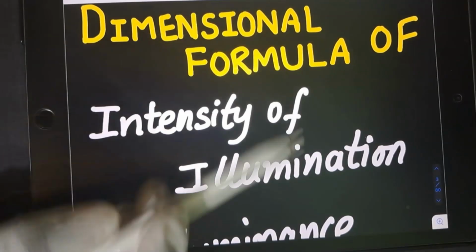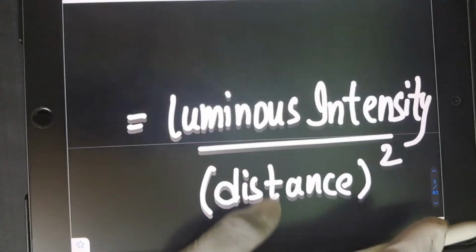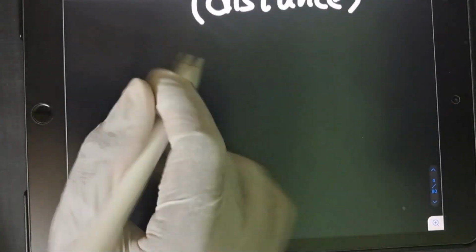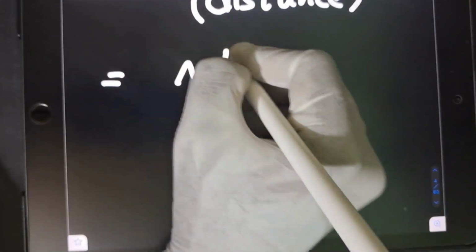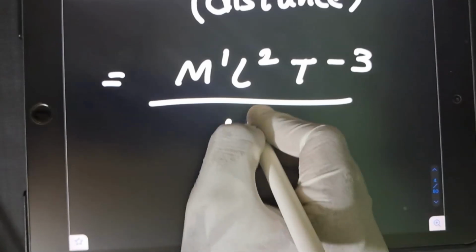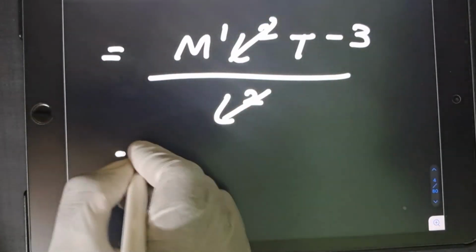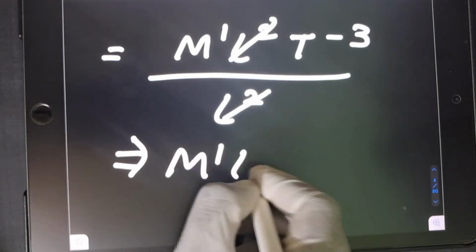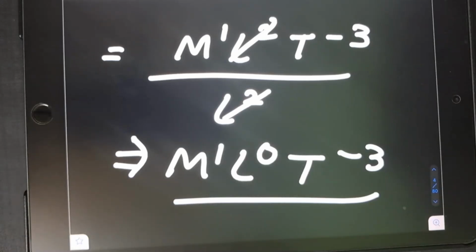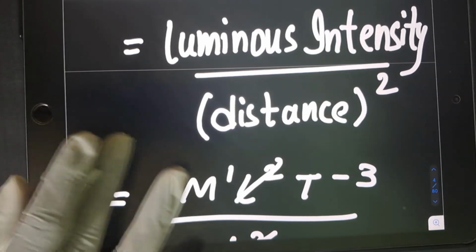To find the dimensional formula of intensity of illumination or luminance. The formula is luminous intensity divided by distance squared. Luminous intensity formula is M^1 L^2 T^-3 by distance L^2. On cancellation of length dimension, we get M^1 L^0 T^-3 as the dimensional formula of intensity of illumination. M^1 L^0 T^-3.